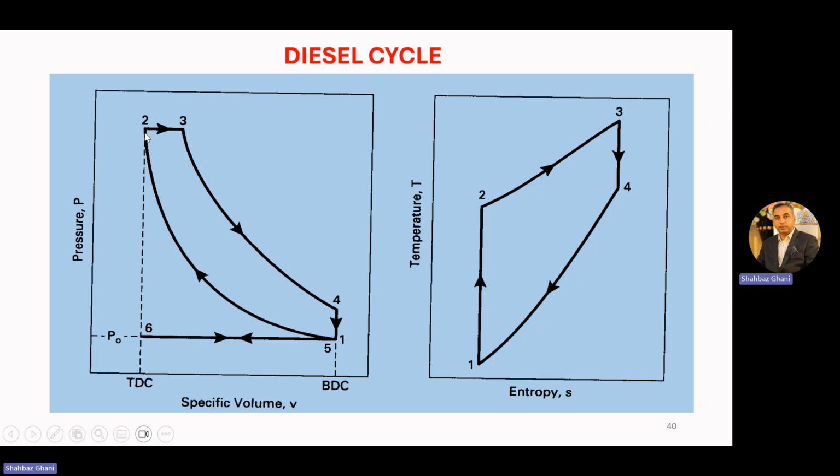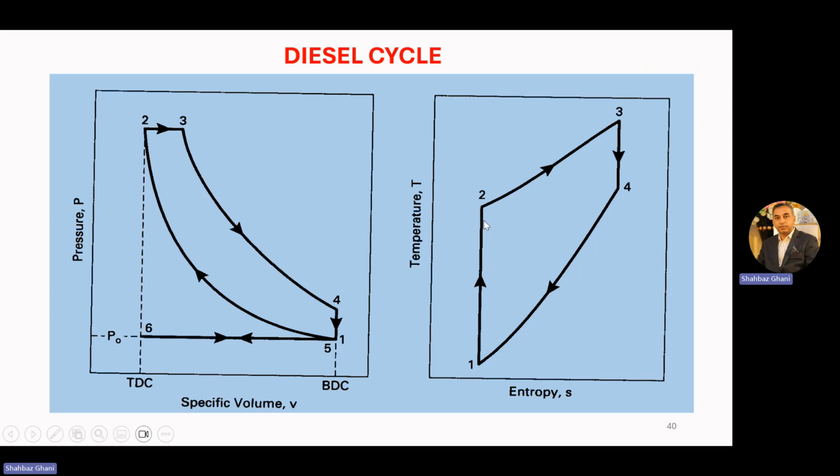Somewhere here you get the combustion and you inject the fuel and then you have the self-ignition at constant pressure, but the temperature will be high here. Then heat addition. Then from 3 to 4, you have the power stroke or the expansion stroke. From 4 to 5, you have the exhaust blow down. And then 5 to 6, you have the exhaust stroke.